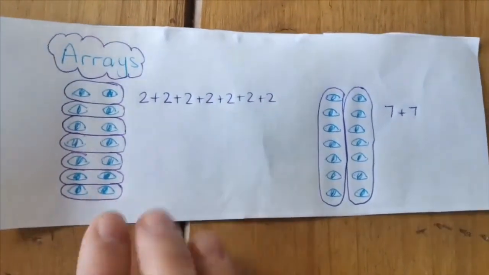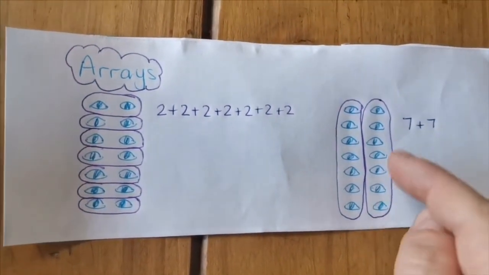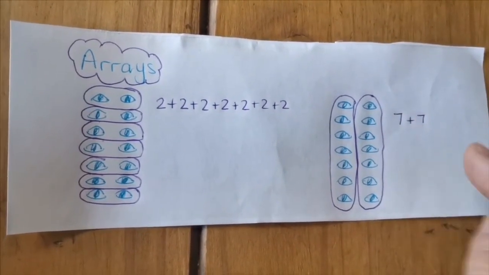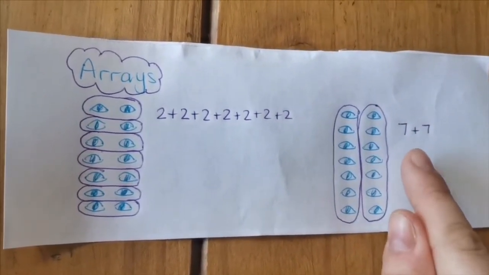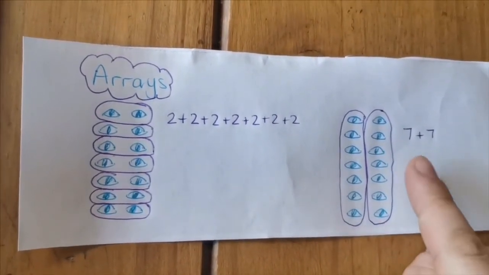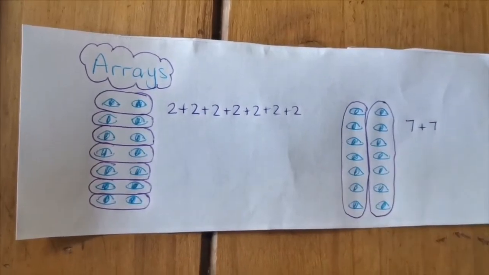A different way you can set up the array is like this, drawing the groups a different way. So we've got 1 group of 7 and 2 groups of 7. Our repeated addition for Year 1 is 7 add 7. And if you're going into Year 2, it would be 2 times 7.